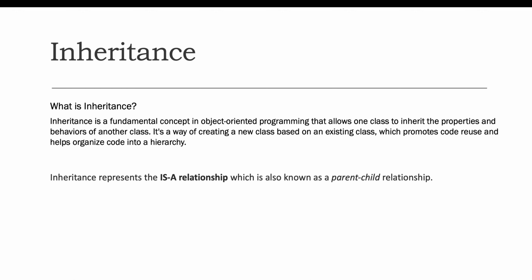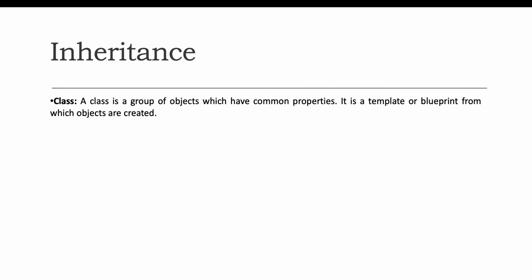We will discuss each and every keyword mentioned here, like how one class is going to inherit the properties and behavior of another class. Before that, let's understand some of the important key terminology used as part of inheritance. First of all, in inheritance there will always be a class. What is a class? We have already seen what a class is. A class is a group of objects which have some common properties. The common properties are nothing but fields, and the behavior is represented inside the class by methods.